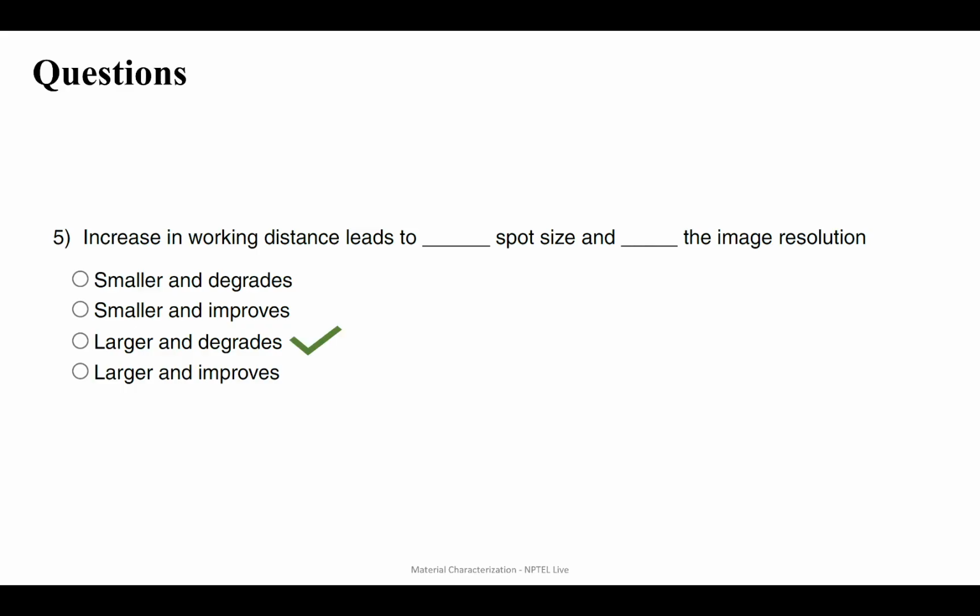The correct answer would be C, larger and degrades. So if you increase your working distance, you will get a larger spot size, and that will result in a degraded resolution.